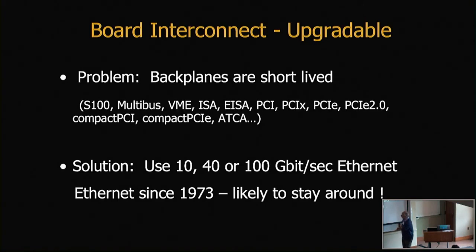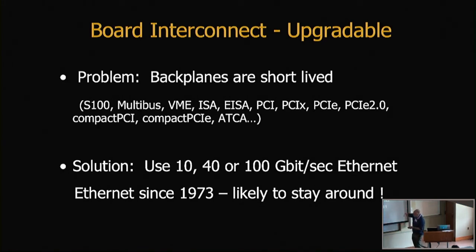I mentioned that in CASPER we want to use Ethernet. We used to use 10 gigabit Ethernet, then 40, and the new thing that people are working on, that you'll hear about, is 100 gigabit Ethernet, but it's Ethernet. We like to use Ethernet because it's likely to stay around. It started in the 70s, but if you want to build an instrument that's going to last a while, and you want to be able to plug things in and upgrade it, then we think Ethernet is better than these backplanes.